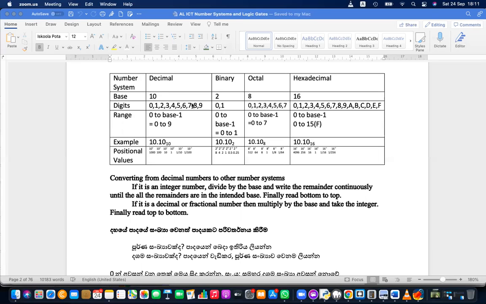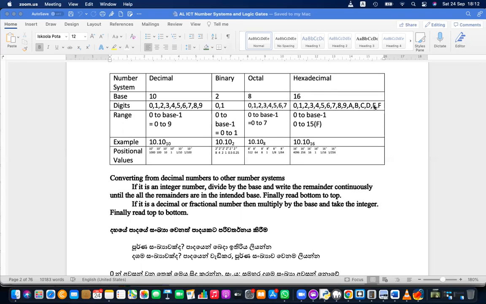It starts from 0 and goes up to one less than the base. 0 to 9 for decimal. For binary, 0, 1. For octal, 0, 1, 2, 3, 4, 5, 6, 7, from 0 to 7 because octal is 8 and 8 minus 1 is 7. For hexadecimal, 0, 1, 2, 3, 4, 5, 6, 7, 8, 9, 10, 11, 12, 13, 14, 15, up to 15. 16 minus 1 is 15.